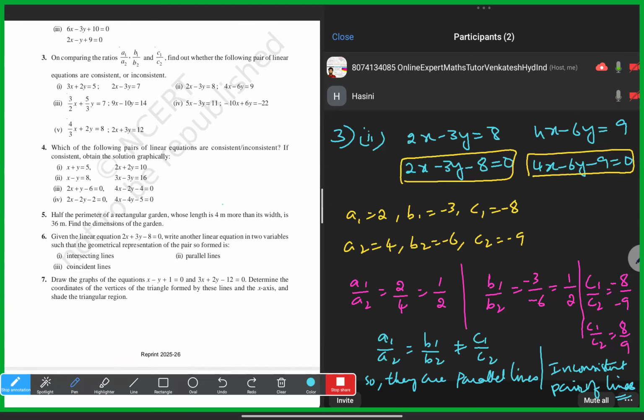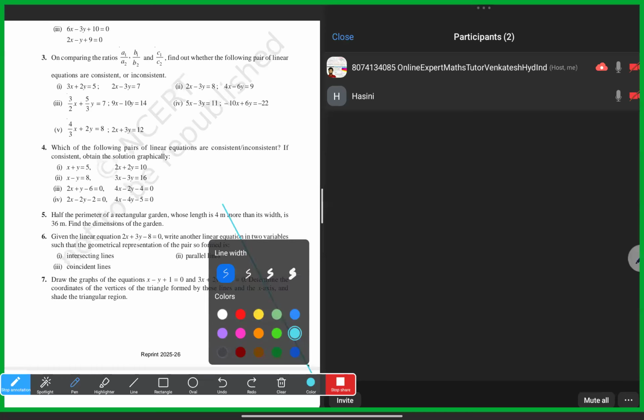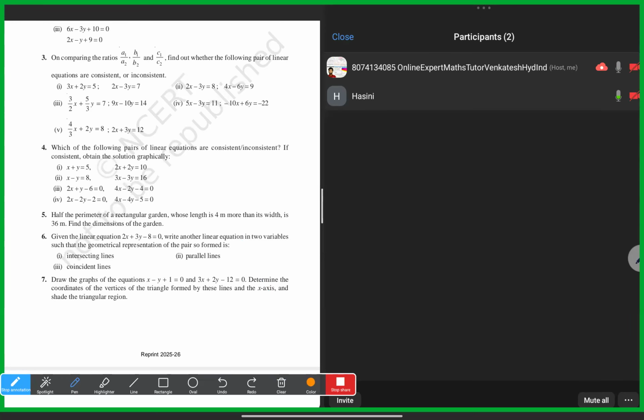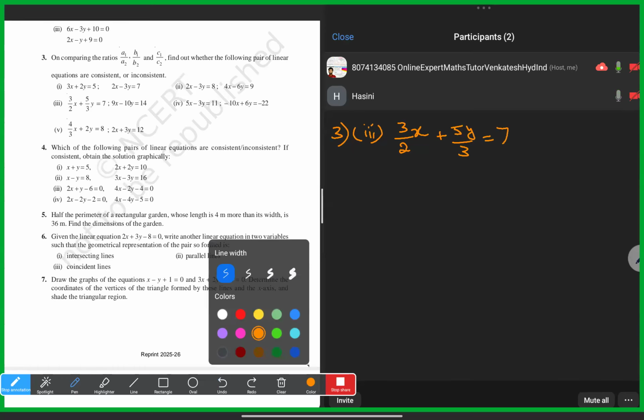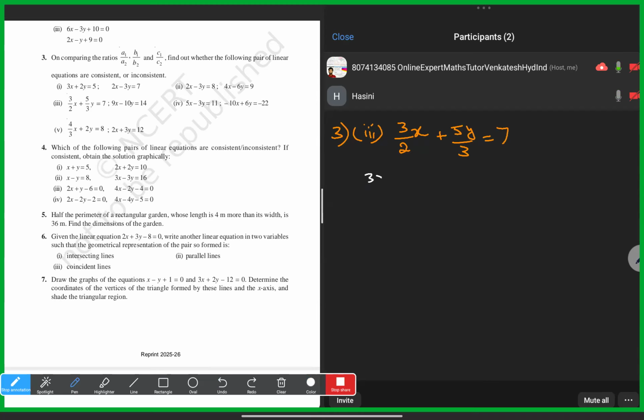Okay, the third one, we will go to the third. The third part is asking 3x by 2 plus 5y by 3 is equal to 7. So now I'll do LCM. First, I'll bring it into ax plus by plus c form, without any fractions. You can bring 7 to the left side and do it also: 3x by 2 plus 5y by 3 minus 7 is equal to 0.